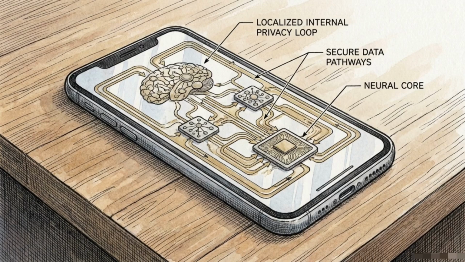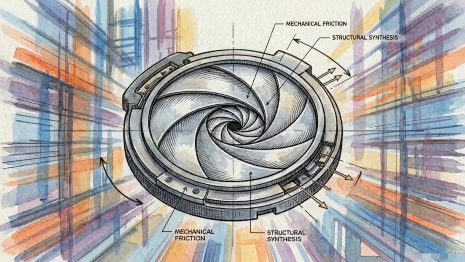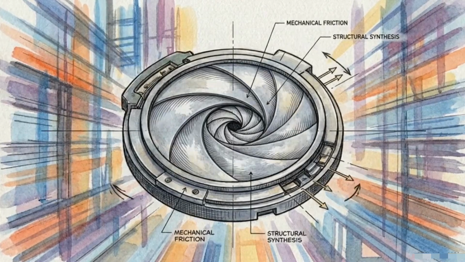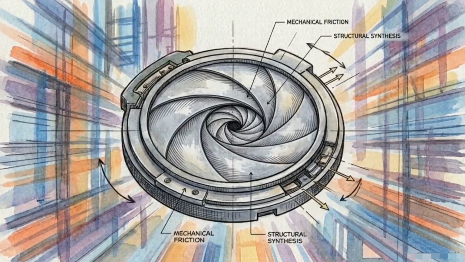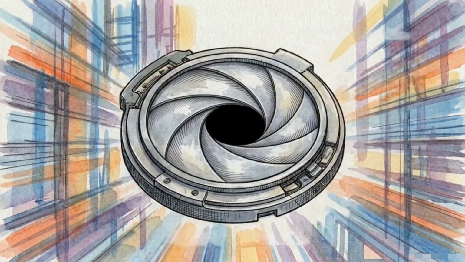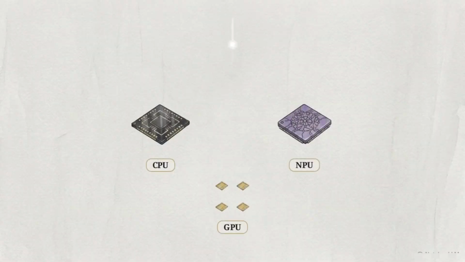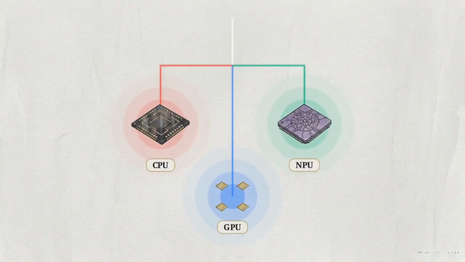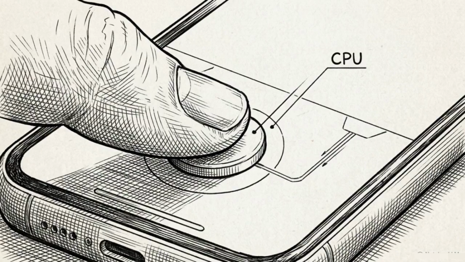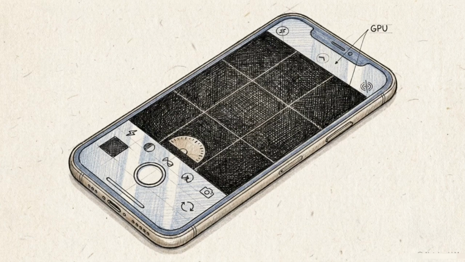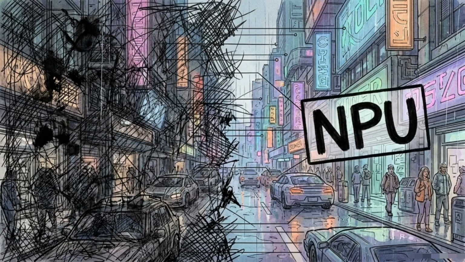We can see this entire silicon ecosystem fire perfectly in unison during a single common action, taking a low-light photograph. In the exact millisecond the shutter snaps, the labor is perfectly divided. The CPU instantly registers your finger tapping the button. The GPU renders the glowing camera interface on your screen, and the NPU immediately calculates millions of lighting algorithms to extract a clear image from the dark.